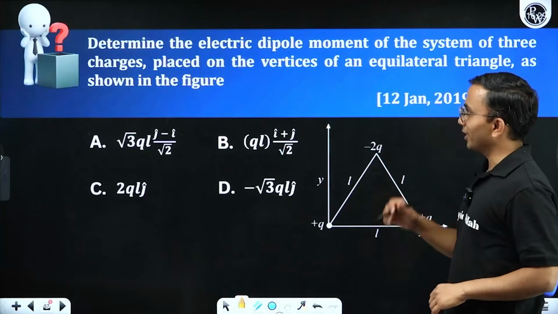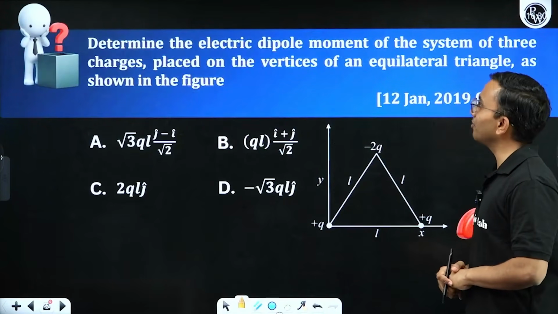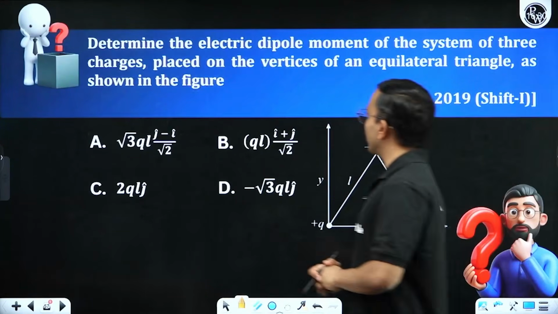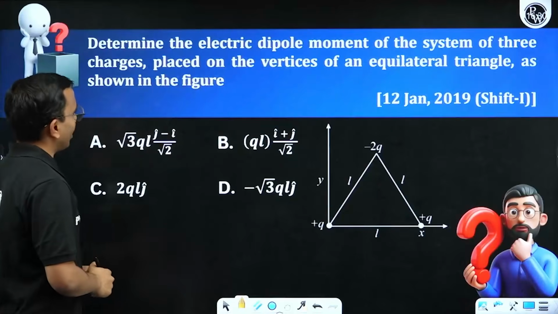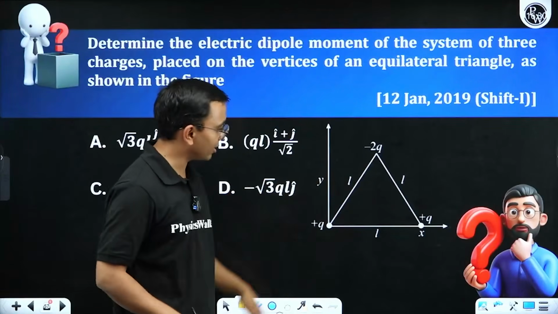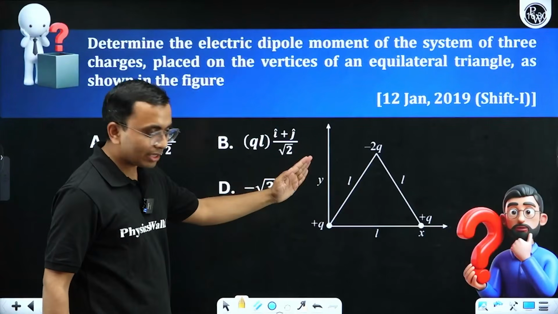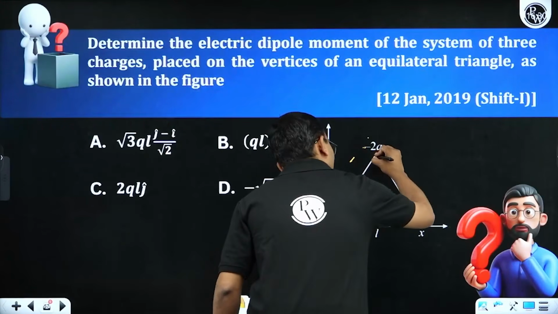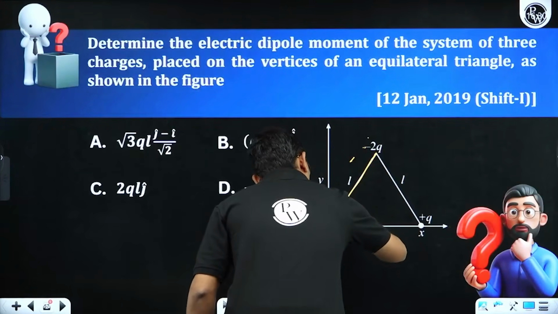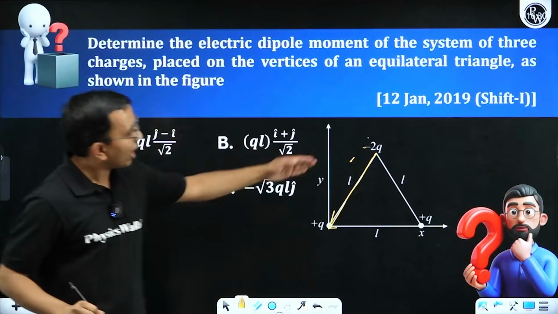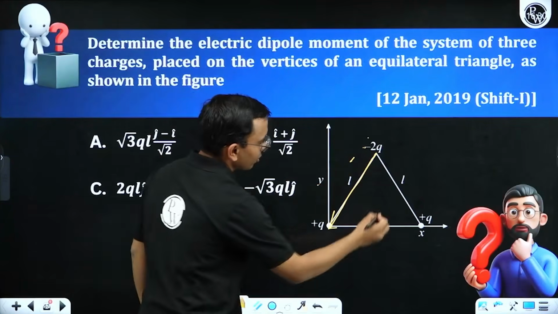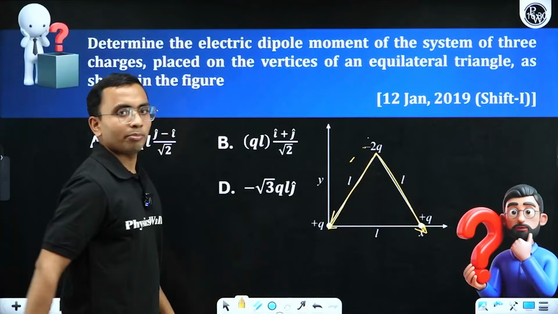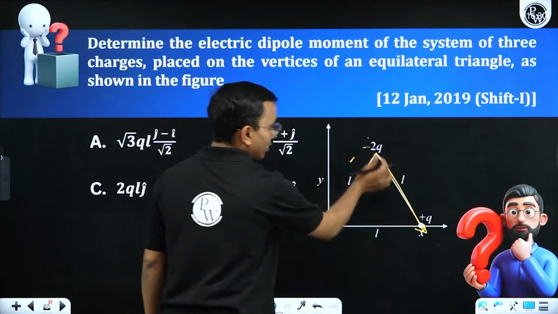I'll tell you. First of all, here we have a question. Determine the electric dipole moment of 3 charges placed at the vertices of an equilateral triangle as shown. Now what is the dipole moment of this system? Here I can consider one minus q and one plus q, so this becomes one dipole moment. Another minus q, another plus q, this is another dipole moment in this direction. Magnitude is the same for each, that is q into L.